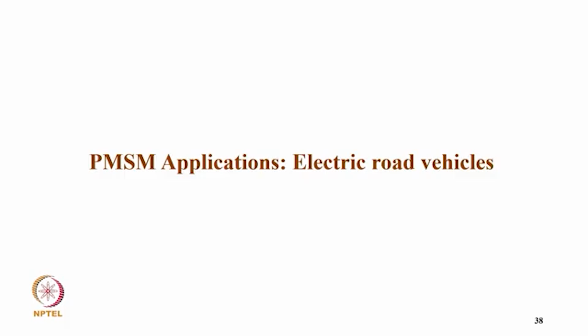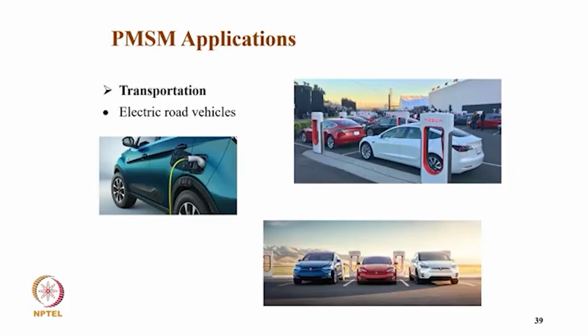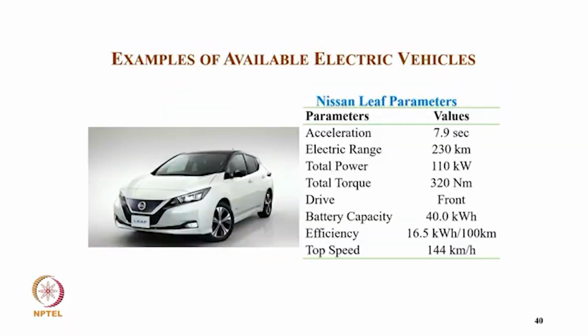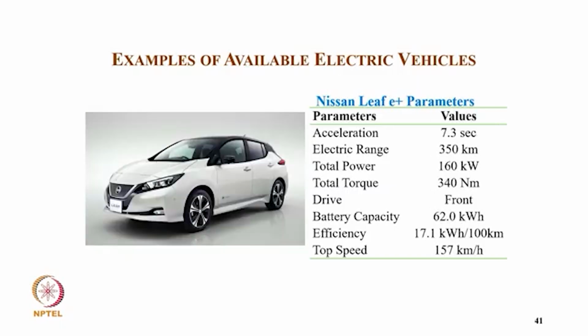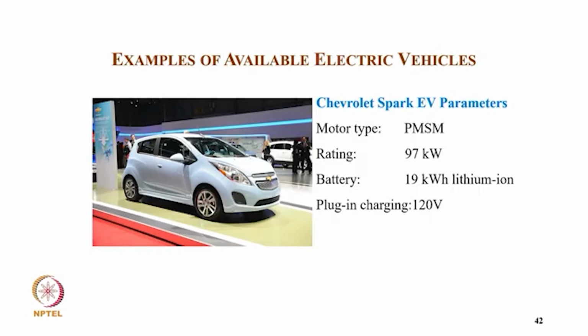And especially for permanent magnet synchronous motor application, electric road vehicles, you can say 75% of the industry is preferring the permanent magnet synchronous motor for electric road vehicles. Now even Tesla started using PMSM. Earlier they were using induction motors, and typically the Nissan Leaf is also using permanent magnet synchronous motors. Another model, the Chevrolet Spark, also uses permanent magnet synchronous motors because of high efficiency at different loads.